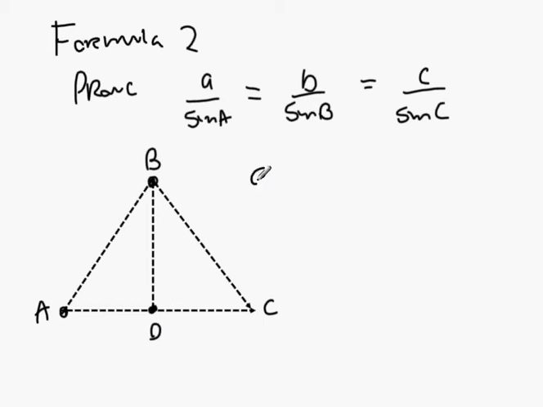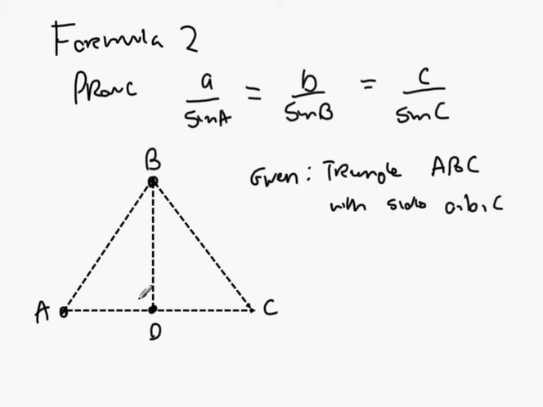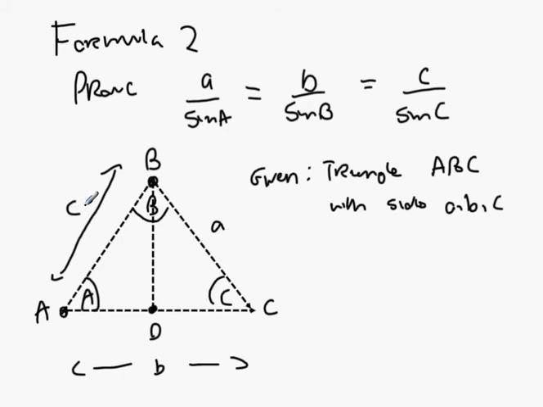Now, what are you given? You're given a triangle ABC with sides small a, b, and c. Sorry, the angle is the big letter, the sides are the small letter. So, opposite angle A would be small a, opposite angle B would be small b, and opposite angle C would be small c. Okay? And we're looking to prove this here.